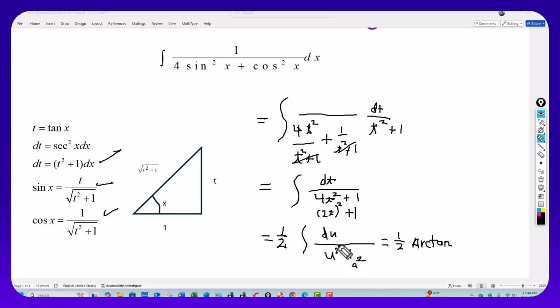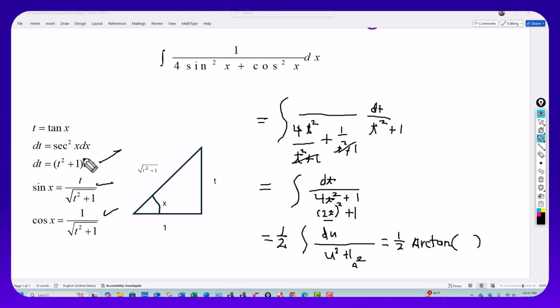So the formula tells you that in this format, it's 1 over a. Well, the coefficient would be 1, and then a is 1, so it's going to be 1. And of course, the 1/2 comes along for the ride. So it's 1/2 of arctan of u over a. Remember, a is 1. So u is what? U is 2t right here. So it's going to be 2t over 1.